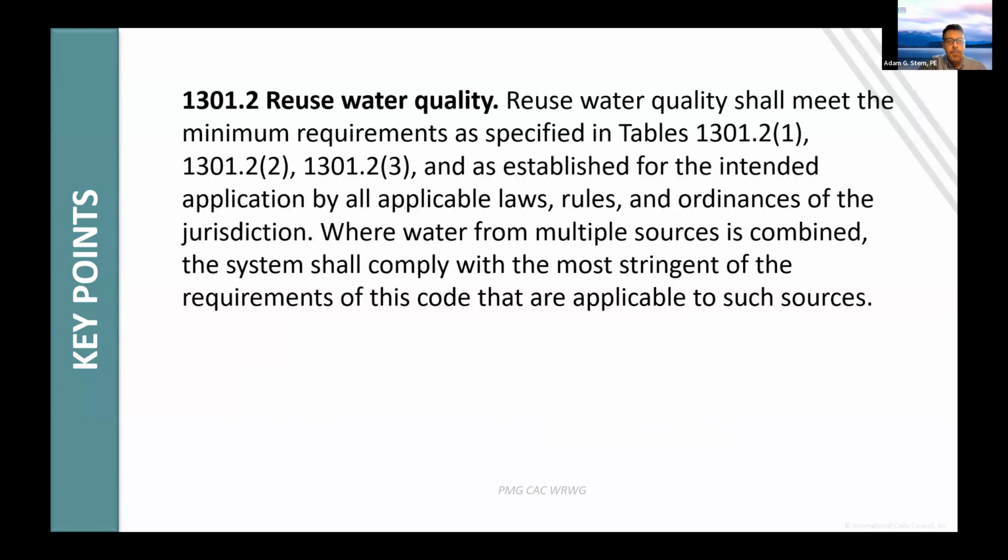Next slide. The other critical piece of this proposal is the quality of the water that we need to produce in order to reuse it. I'll go into this in a little more detail.